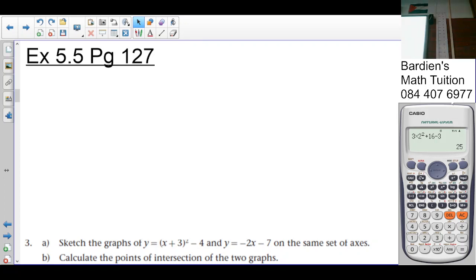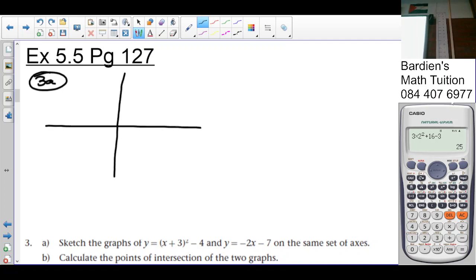So we are told to sketch the graphs of y equals (x plus 3) all squared minus 4 and y is equal to something on the same system of axes. If we do that, then we know the graph will have a turning point at negative 3 and negative 4. Not so?